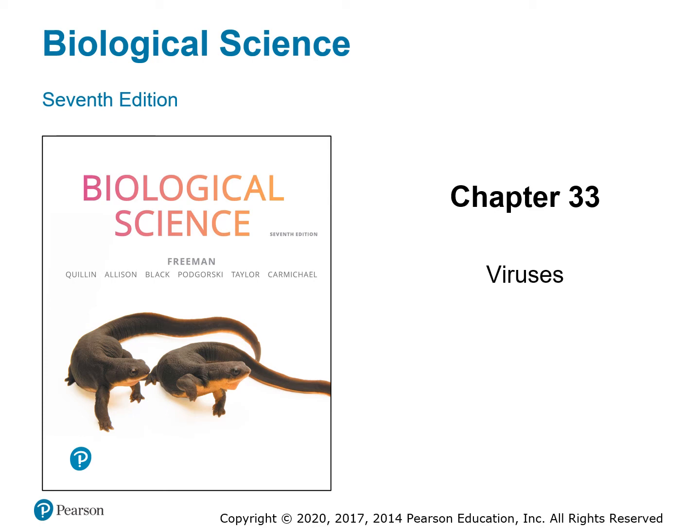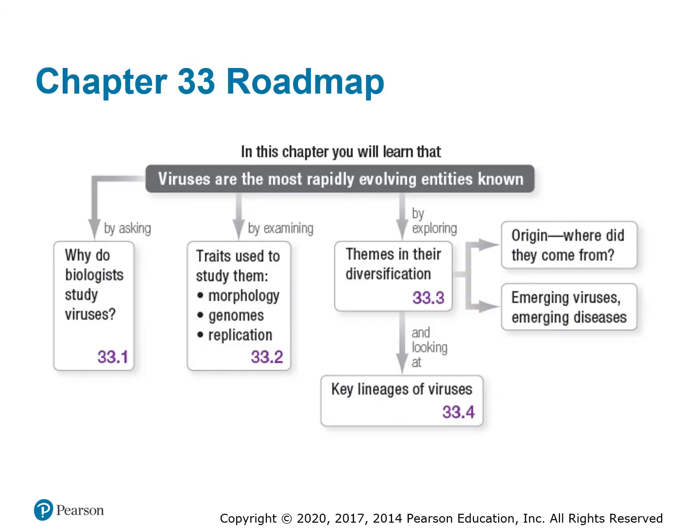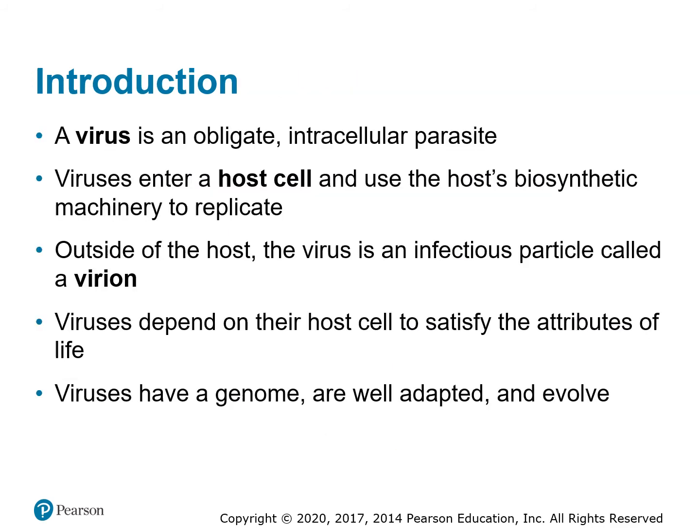Hello, everyone. In this chapter, we're going to talk about viruses. So, we're going to talk about why we study them, some of the traits we use to study them, some of their diversification events, and some of the key lineages using the Baltimore system.